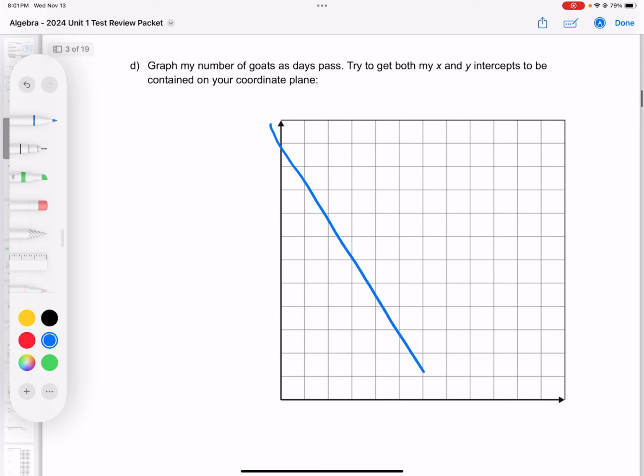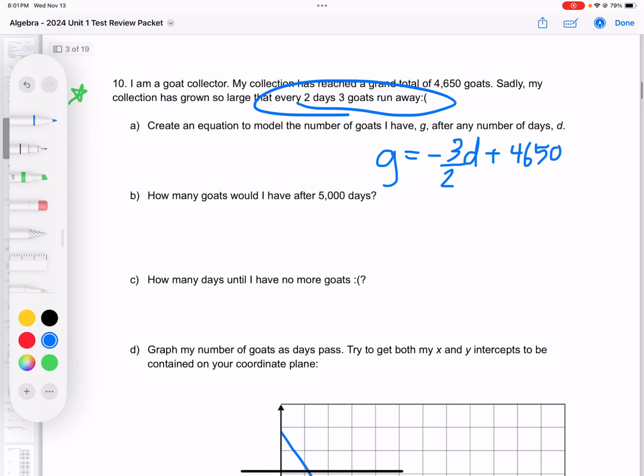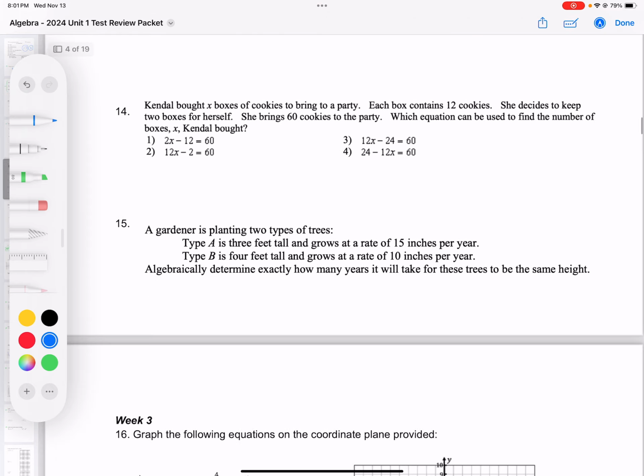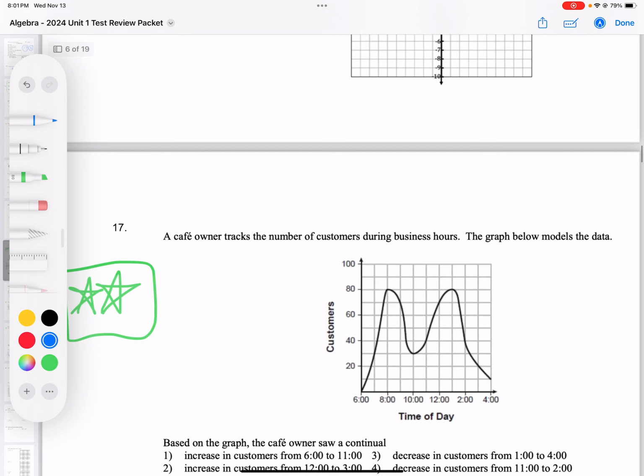But that would be the build of the equation. The line comes something like this. It should not go back here because that would be negative days. But that's just kind of a be careful thing. Like this would be 5,000 days, so you plug it in for D. This would be no more goats, so 0 is G, and then it's just a matter of solving. You guys crushed this, I guess.